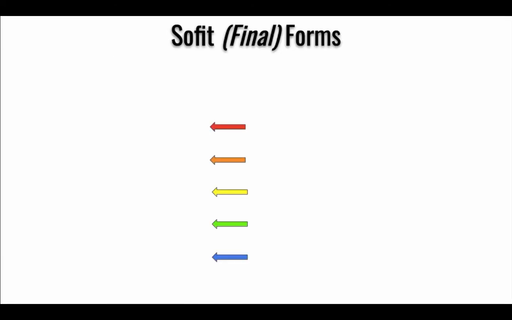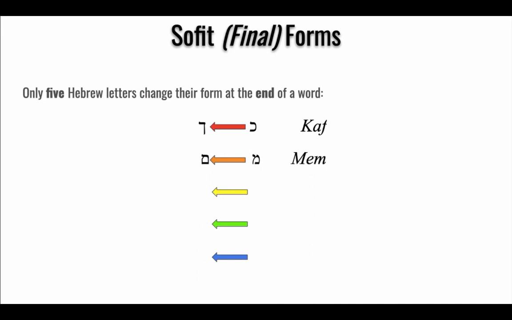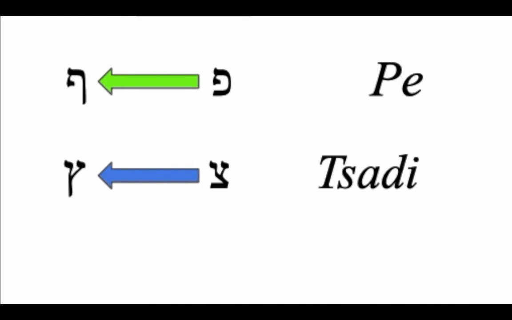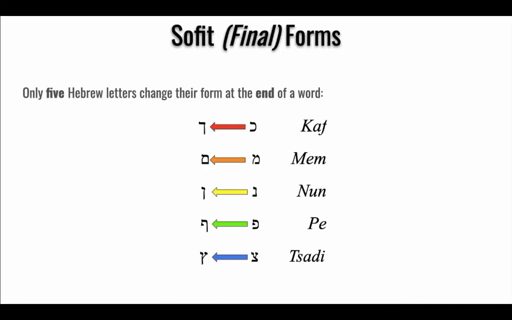Now there are some Sofit or final forms. That means that certain letters have a different form at the end of a word, a different shape. And those 5 letters are Kaf, Mem, Nun, Pe, and Tsadi. So when you see it at the end of a word, it would be, for example, Kaf Sofit, which is really Chaf Sofit because of the pronunciation, or Pe Sofit, which is really Fe Sofit because it's never really pronounced as a P at the end of the word. But other than that, the letters don't change their pronunciation.